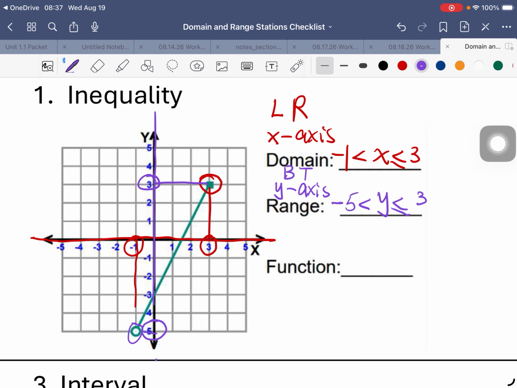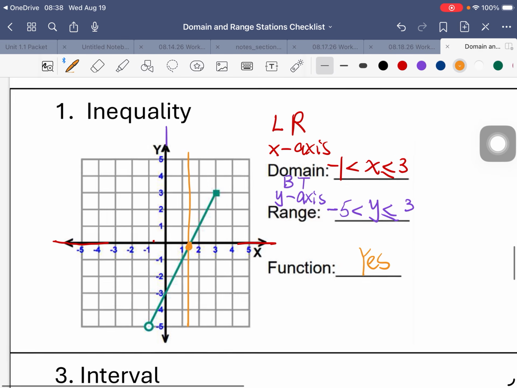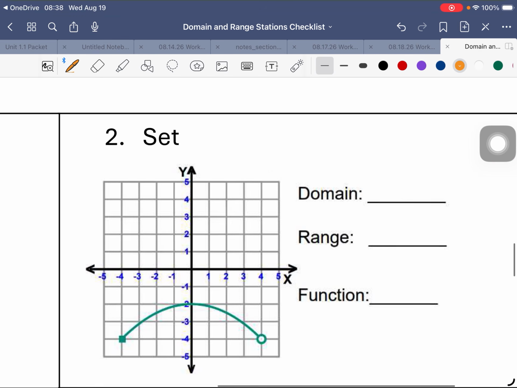To determine if it's a function, we need to do the vertical line test. If only one point touches the graph, then it is a function. Move on, question 2. It's in set notation.